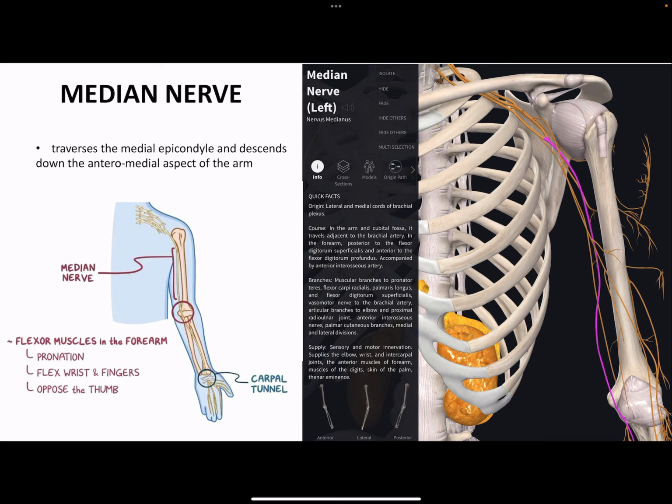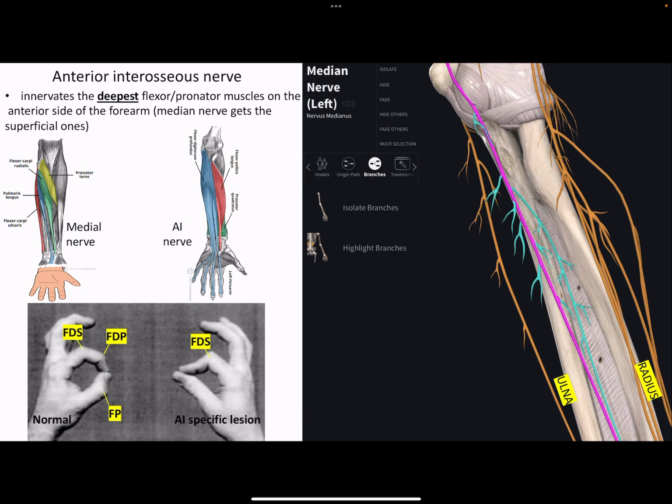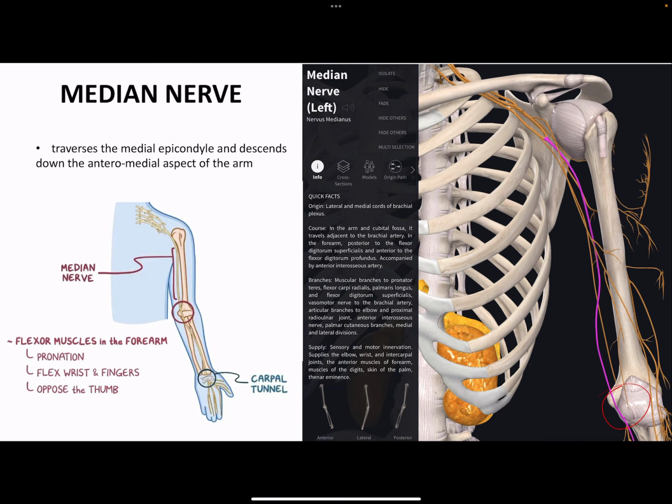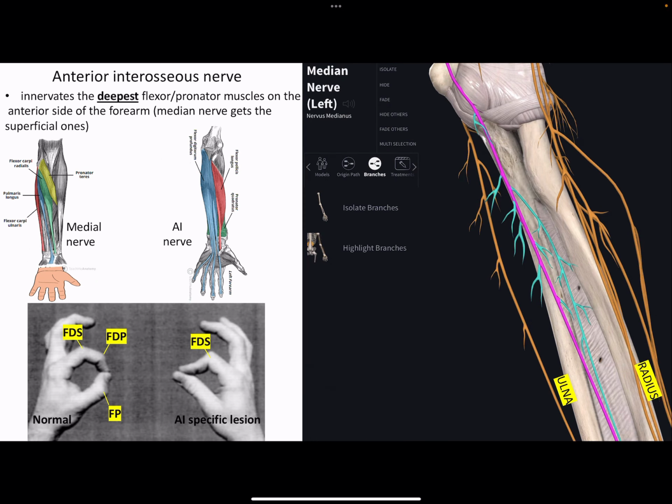But at least for the arm, it's moving down on the medial side. It's a little bit more anterior, while the ulnar is a little bit more on the posterior side. It does move a little bit past the medial epicondyle, but if you're going to have damage, it's more likely going to be the supracondylar region for the median nerve. So the branches here, we have the anterior interosseous, which is going to get the deepest flexor pronator muscles for the forearm compartment. And unlike before with the radial nerve, where it was kind of like semantics, this is actually important because there is a difference between just the innervation of the superficial and the deep muscles.